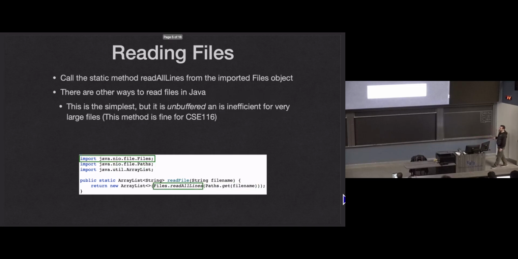So we create the path, and then we're going to call the static readAllLines method from the Files class, and that's going to, as the name implies, read all the lines of the file.